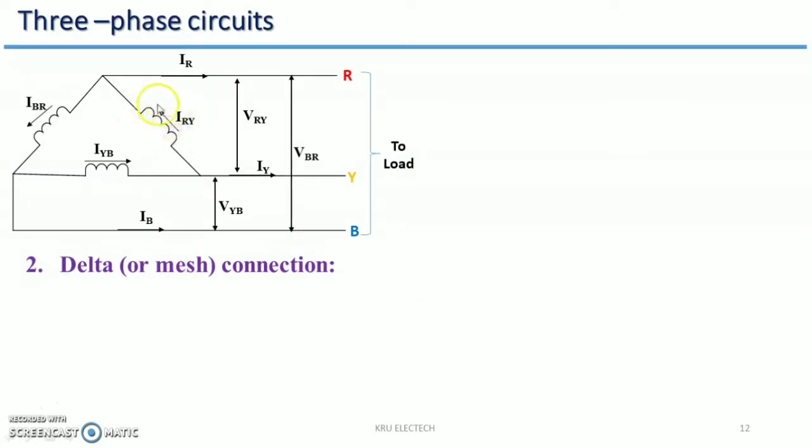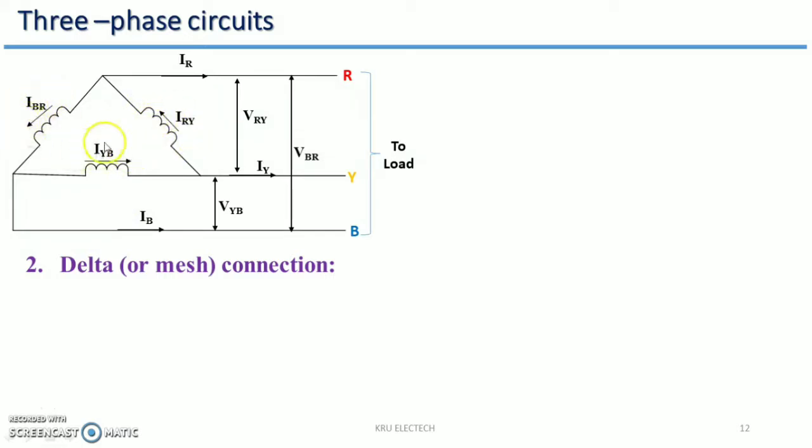Here the phase voltage and the line voltage, suppose we talk about R and Y, so here is the R phase voltage, and that is equivalent to ERY, or VRY. That is the same for all three phases. The phase voltage and the line voltage are the same, but the phase current and line current are different.